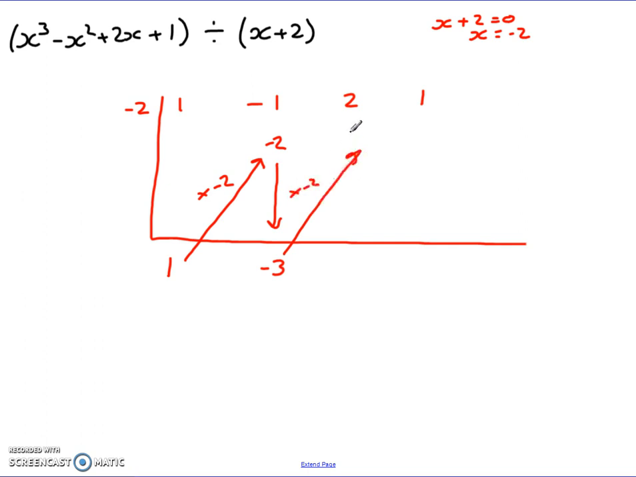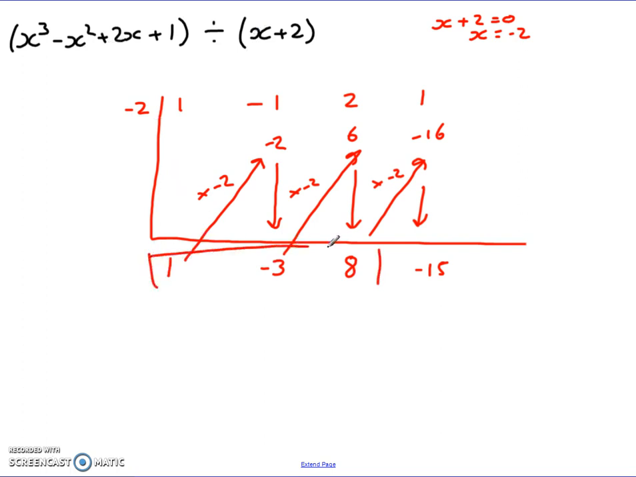I then go back up this way again, times it by the negative 2. Negative 2 times negative 3 gives me 6. Down this way like a chimney sum, 2 plus 6 gives me 8. Negative 2 times 8, because again I'm going to go back up this way, gives me negative 16. We then go down this way for the final part, and I get negative 15. So what I've then done here is taken this, divided it, and I've got this here.